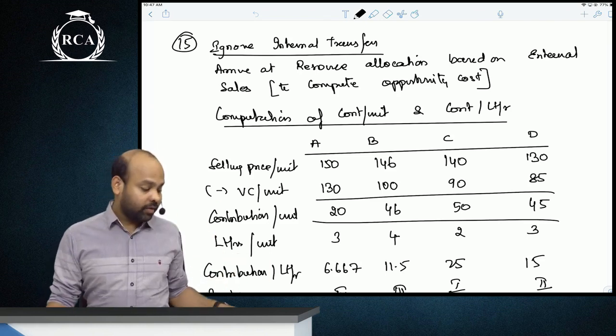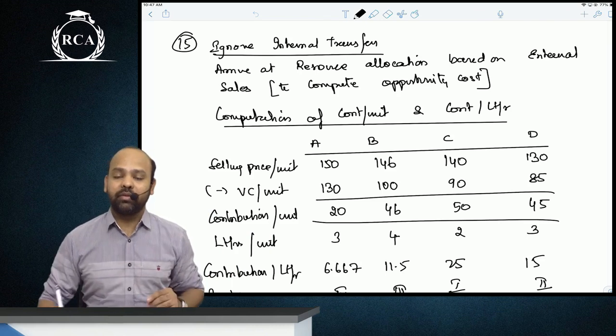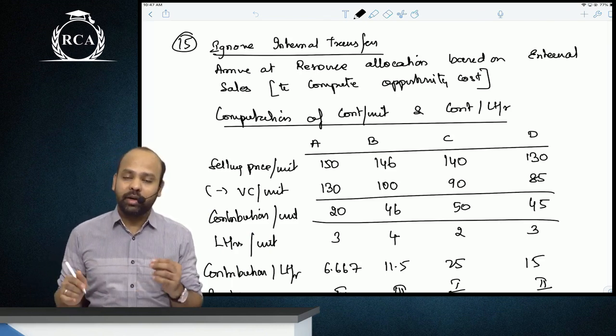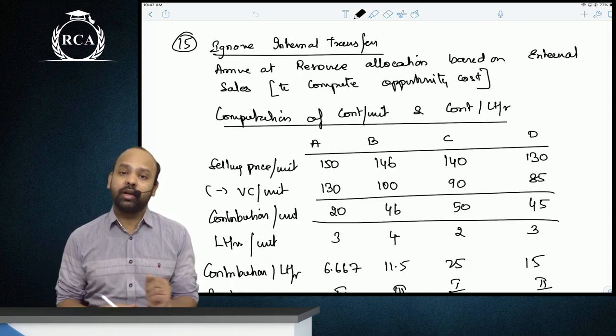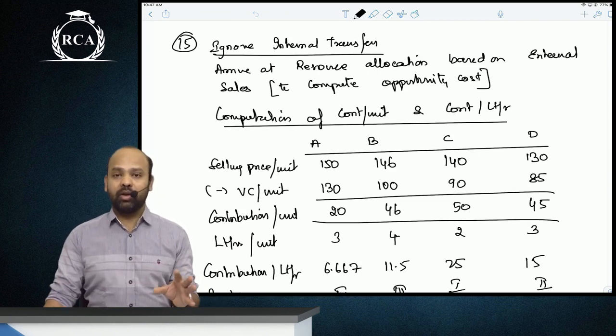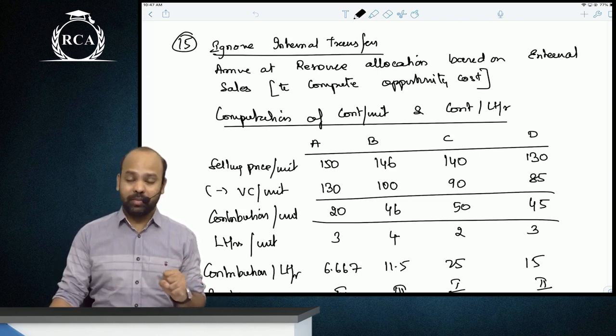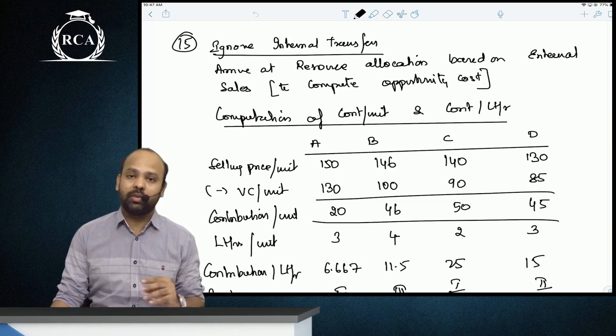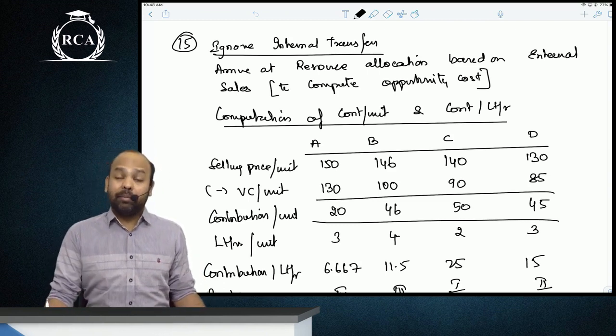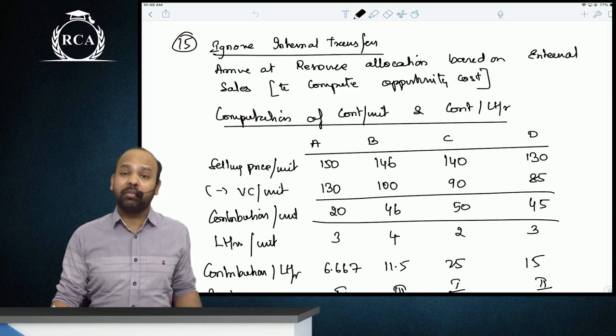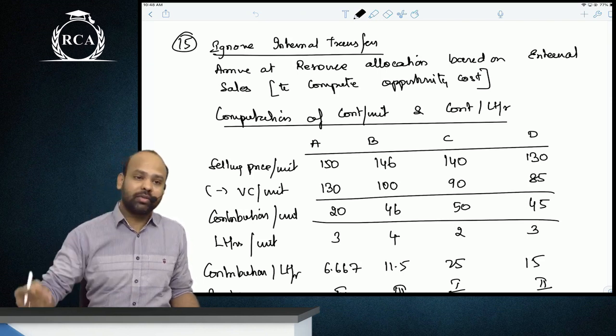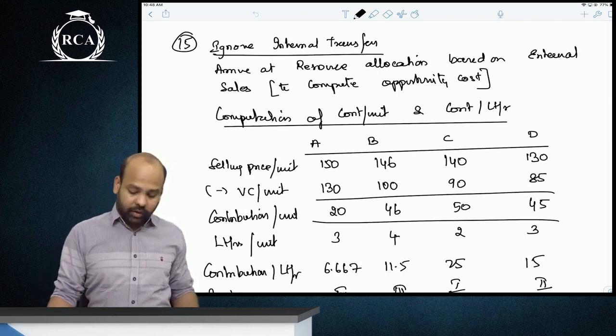So anyways, guys, we were discussing question number 15 in the previous session. All the questions that we did were based on transfer pricing and goal congruence, where minimum transfer price is variable cost per unit plus the additional outlay per unit plus the amount of opportunity cost. Maximum transfer price is the lower of net marginal revenue and the external supplier price for the other division. We were solving question number 15, guys.